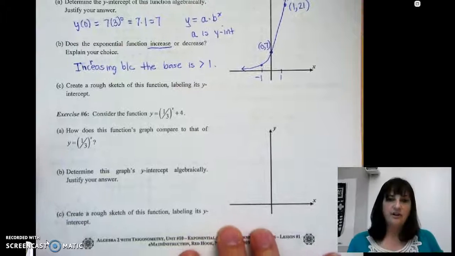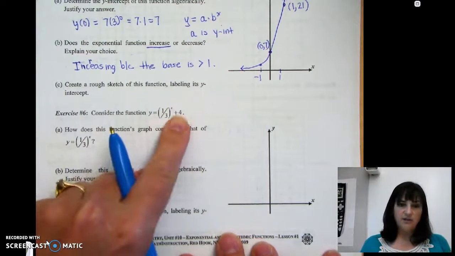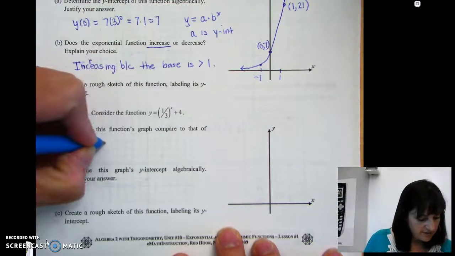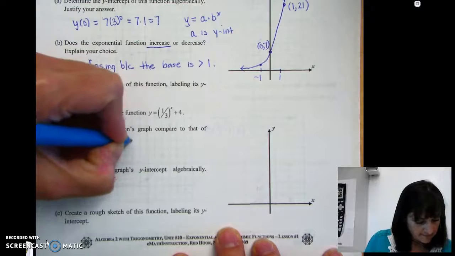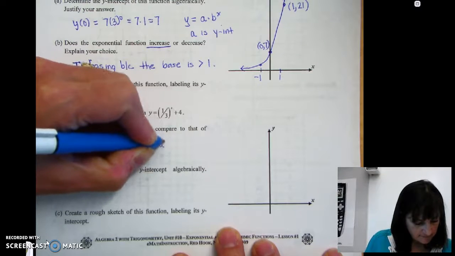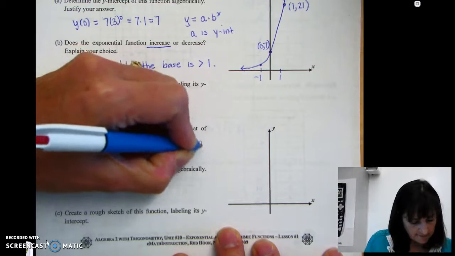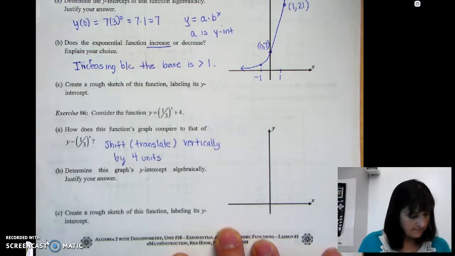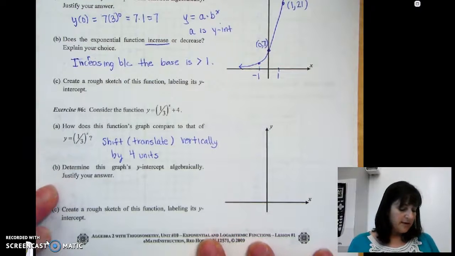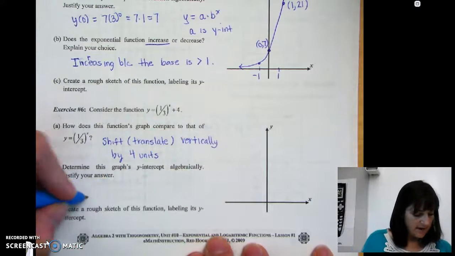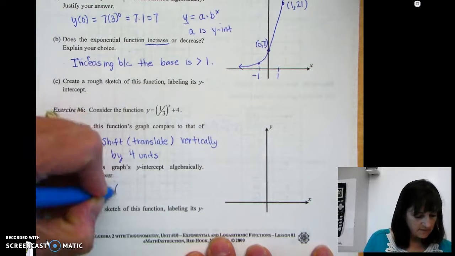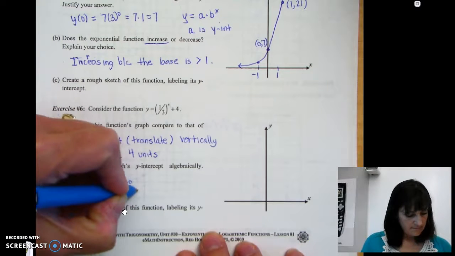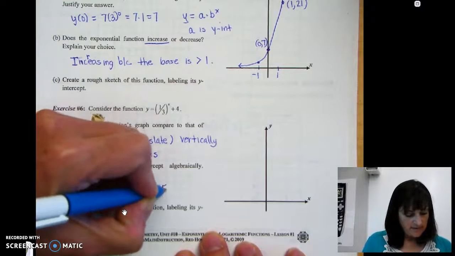Okay, so let's take a look at functions that are transformations. I can see that this function is a transformation of this function. We're adding 4 to the function. So this is going to shift the graph, or translate it, vertically by 4 units. All right, so if we want to determine the y-intercept of this function, again, we're going to let x equal 0, and anything to the 0 power is 1, so that's going to be at 5.